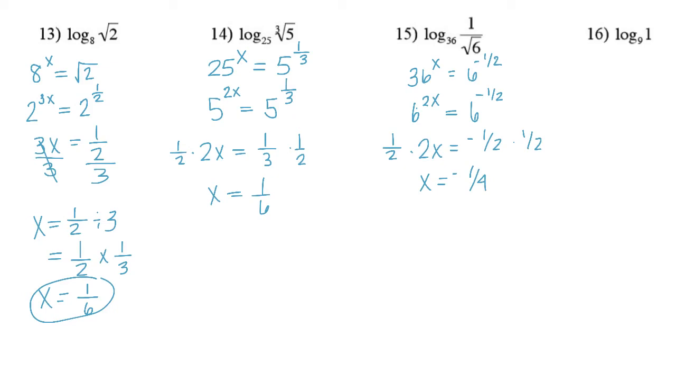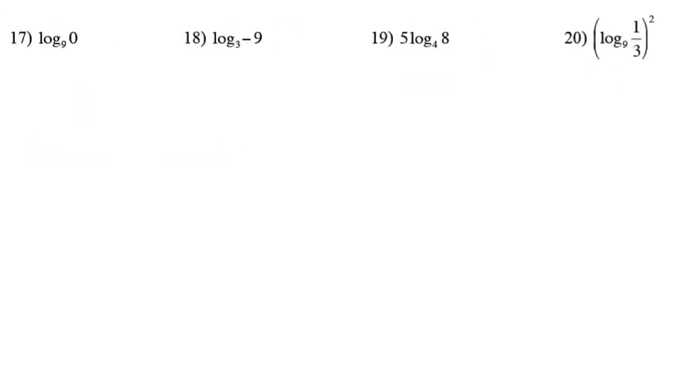Number 16. Again, same idea. This means 9 to what power gives me 1, and hopefully y'all see that that has to be 0. Okay, continuing with our notes, here we're going to have 9 to some power gives me 0. Now, a lot of times people want to say, oh, x has to be 0, but 9 to the 0 power is 1. So really, there's no value we can plug in for x and say 9 to that power gets 0. So for this one, it does not exist.